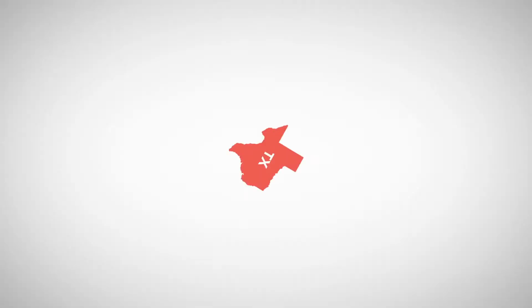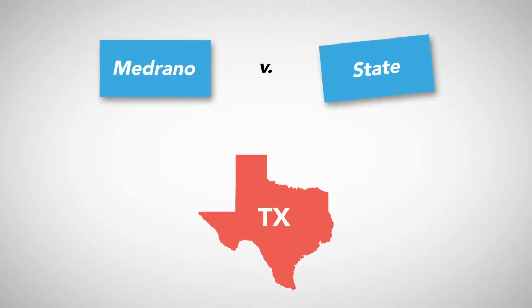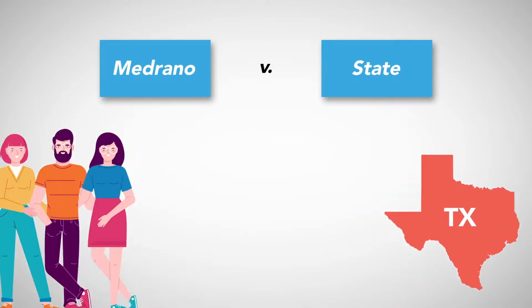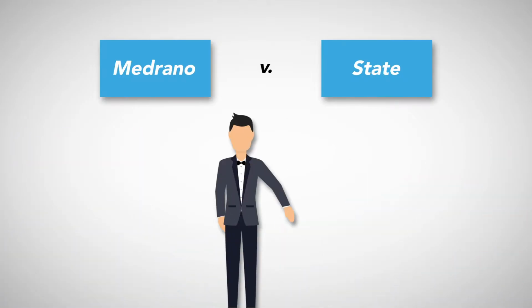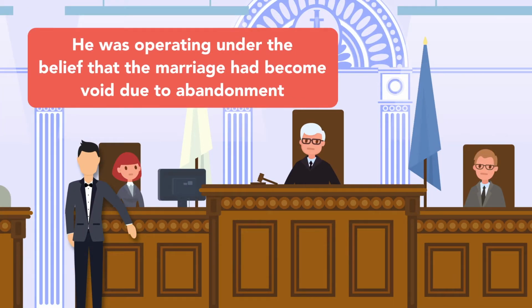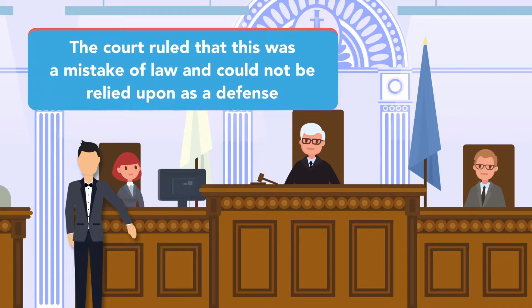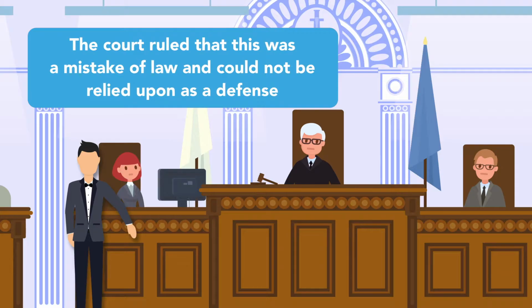For example, in a Texas case, Medrano v. State, the defendant was charged with bigamy. His first wife had deserted him over 3 years ago, and the defendant argued that he was operating under the belief that the marriage had become void due to abandonment. The court ruled that this was a mistake of law and could not be relied on as a defense.